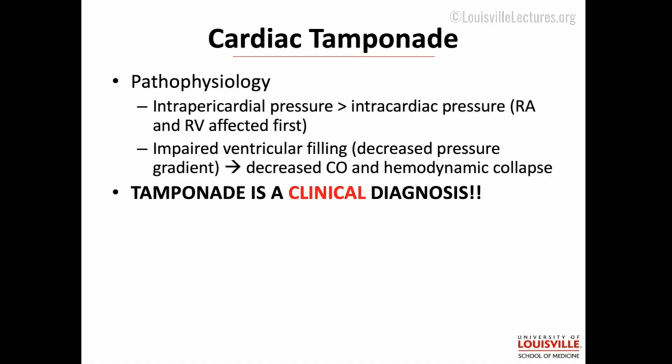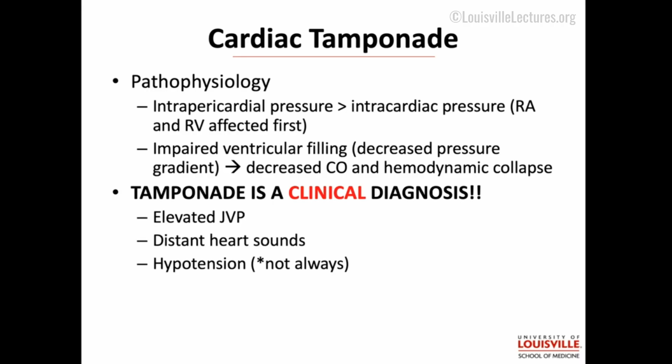Tamponade is a clinical diagnosis, so although the echo is helpful, you at the bedside really are the one that holds the key. The classic triad is an elevated JVP, distant or muffled heart sounds, and hypotension, although I say not always because you could have relative hypotension. I had a patient who presented with a systolic blood pressure of 130, and she was in raging tamponade. She normally had a blood pressure of 160. So you see that the relative diagnosis might be important.